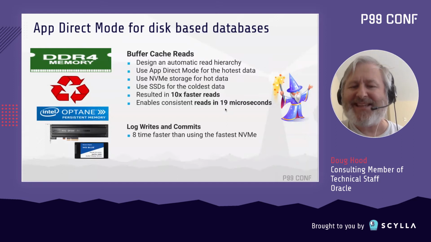With doing ACID transactions and consistent reads, we're able to do that in up to about 19 microseconds. Sometimes more, sometimes less, but on average about 19 microseconds. So for buffer cache reads, using Intel Optane Persistent Memory and app direct mode was very effective. When we're doing writes, whether we're writing redo and undo for our transaction logs or doing commits, once again using persistent memory and app direct mode was significantly faster. In our case, up to 8 times faster than the fastest NVMe disks that we could have. So it's pretty good, consider it magical.